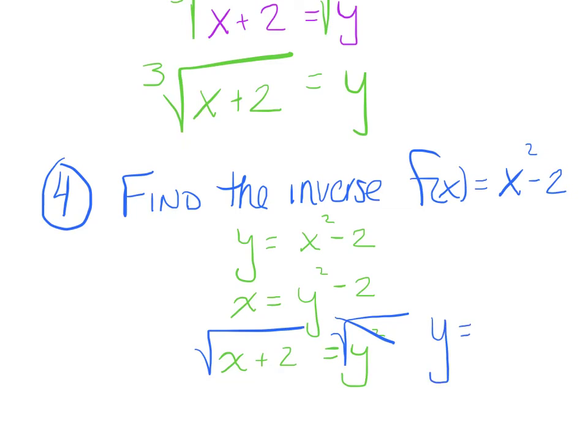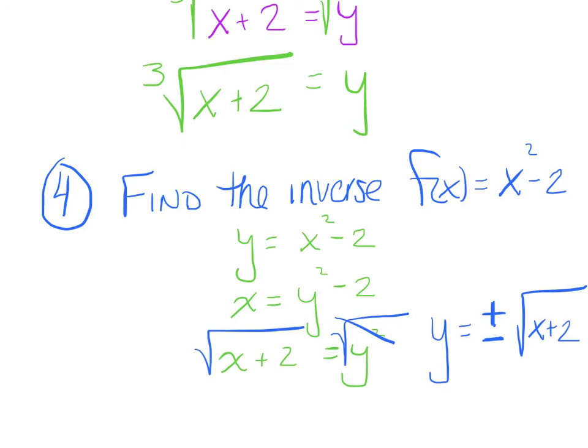Every time you physically put your own square root in, not if it already exists, but when you take your own square root, what goes in front of it? How many answers should you get? You've got to get a plus or minus the square root of x plus 2.